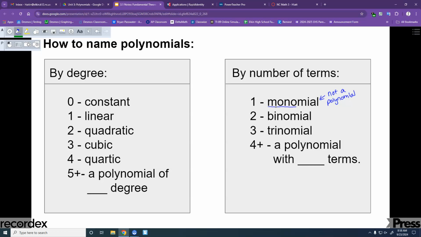2 is a binomial. Bi is a prefix you're probably pretty familiar with. It always means 2. Trinomial, like a tricycle, is going to have 3. And anything 4 or more, we just say it's polynomial with that many terms because there's not special names for those.